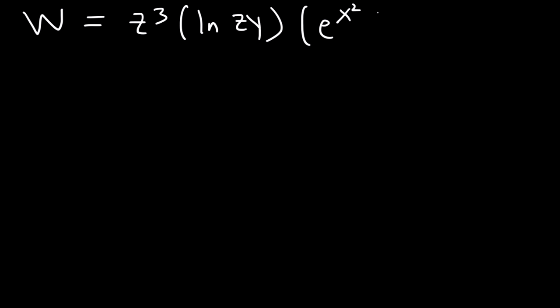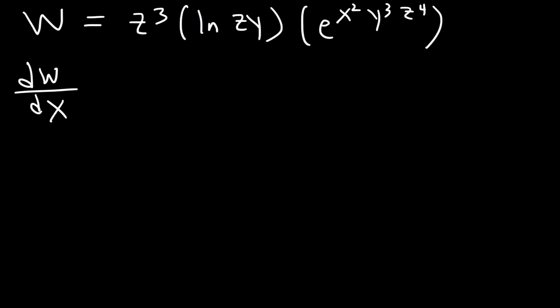So let's say w is equal to z to the third times ln zy times e raised to the x squared y cubed z to the fourth. So find dw dz, dw dy, and dw dx. Feel free to pause the video and be careful with this one. So let's start with dw dx.